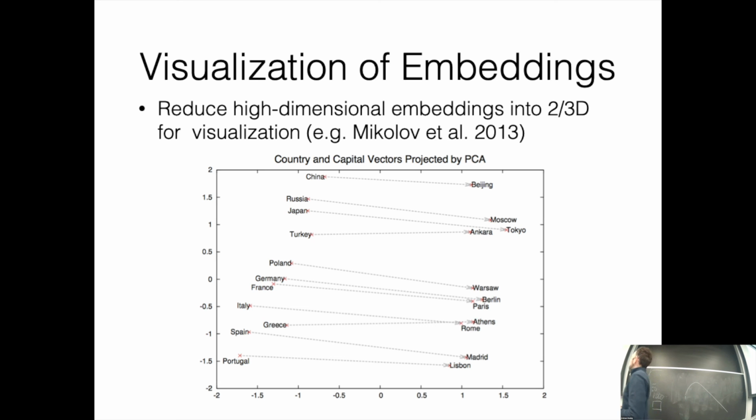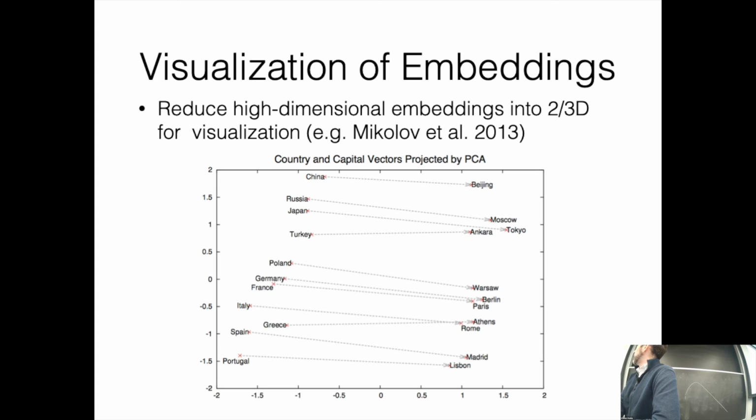Second thing is visualization of embeddings. Normally when we have word embeddings, they're usually kind of large, like 512 or 1024 dimensions. So one thing that we can do is reduce the dimensions, or perform dimensionality reduction, and put them in 2 or 3 dimensions, which are easy for humans to visualize. This is an example using principal component analysis, which is a linear dimension reduction technique.